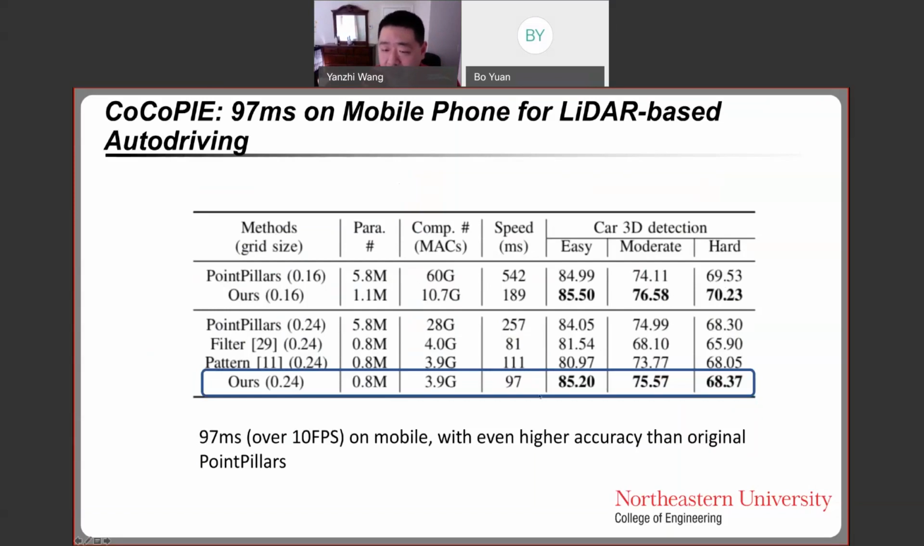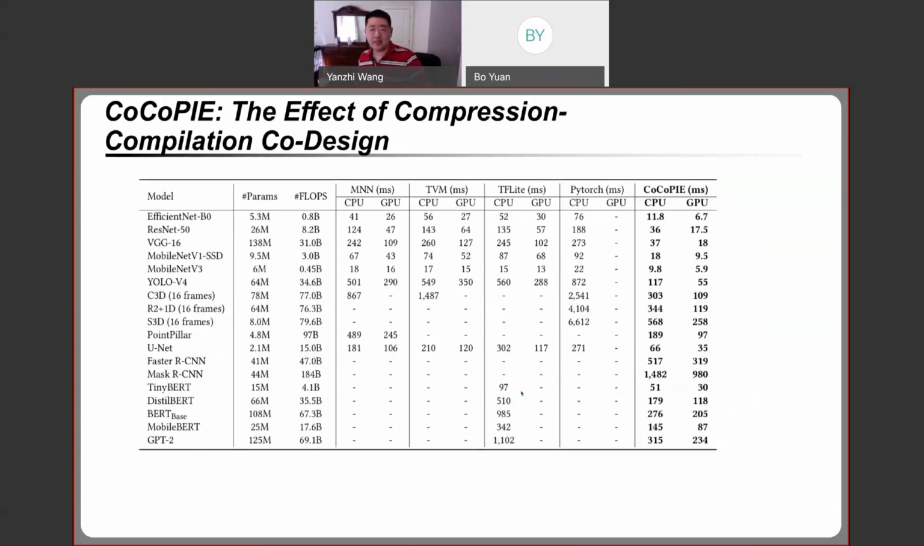And then we can get a speed of 97 milliseconds. We can see that this is almost real time, because this kind of LiDAR typically runs at 8-10 frames per second for auto driving. So this is the overall result we can get for the compression-compilation co-design.